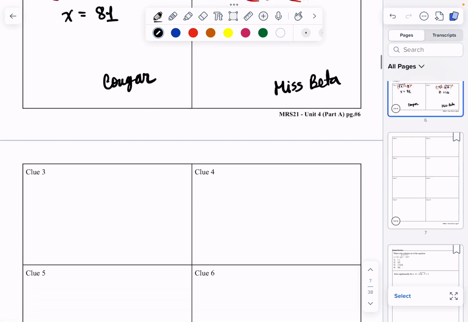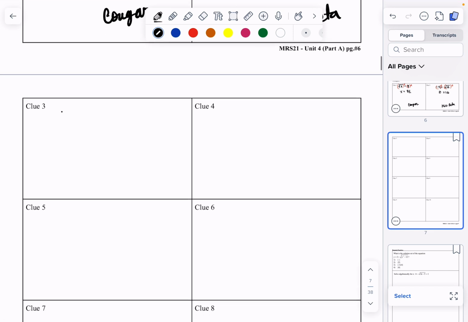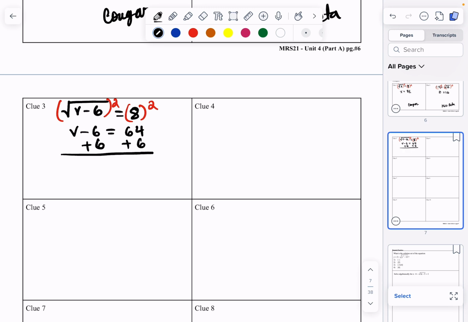Okay, let's take a look at our clue number 3. Clue number 3, we have radical v minus 6 is equal to 8. Going to square on both sides to remove our radical first. And for these ones, I was able to square right away because the radical was already by itself. If the radical was not by itself, we would have had to do a little bit of work before we could cancel things out. Then we have v is equal to 64 plus 6 is equal to 70.